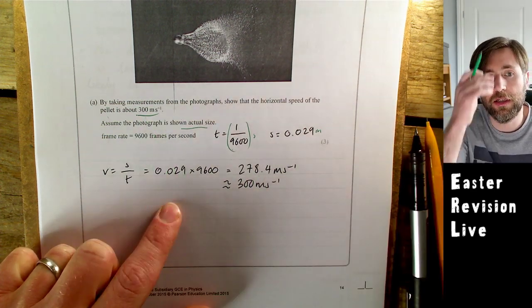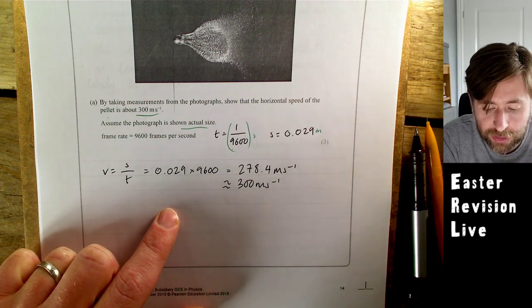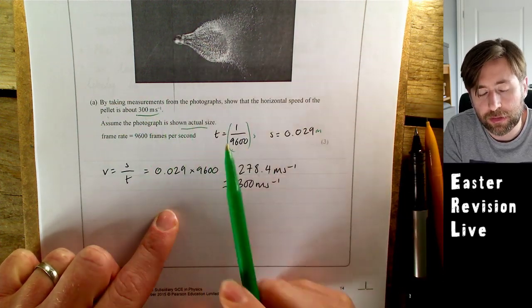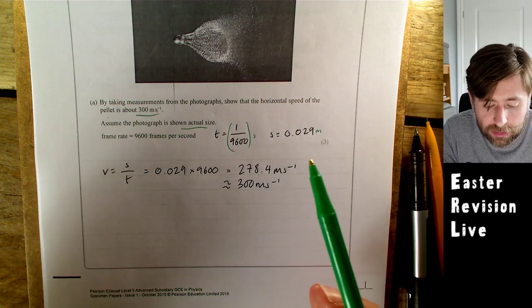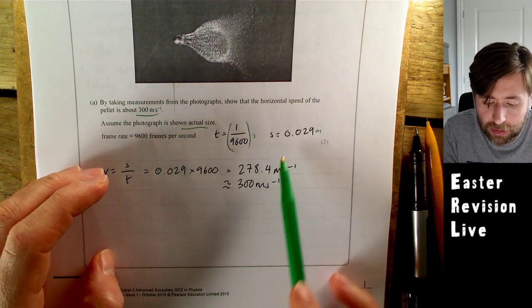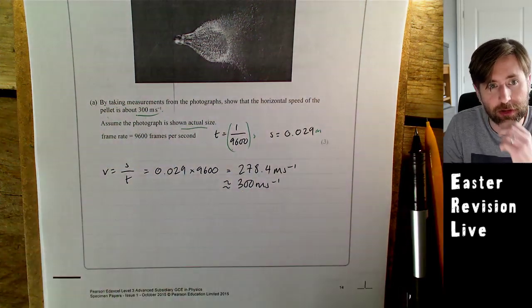Now that's the idea of a show that question. It means you're going to have to use this later on, and so they have to give you the data, but your answer will round to this answer. Okay, to one significant figure, your answer will round.